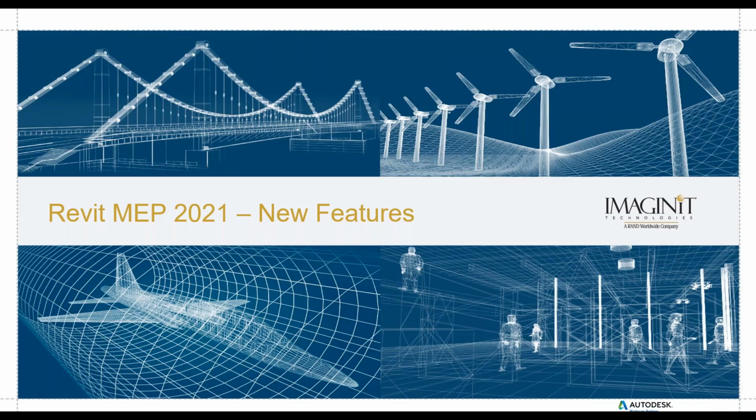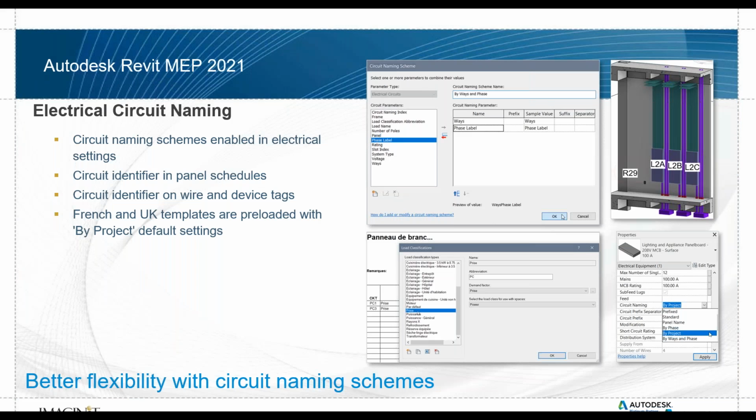All right, so let's move on and talk a little bit about the Revit MEP features. The biggest enhancements for this year have really been centered around electrical. So starting off with electrical circuit naming. In the past, when we created a circuit, we pretty much had to manually give it a name, or it just called it circuit number 1 or whatever it might be.